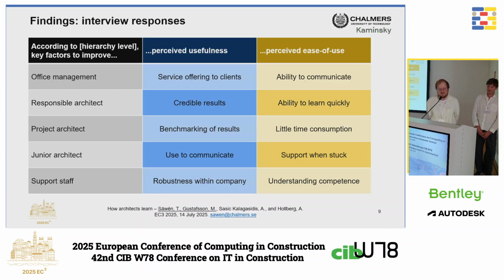The junior architect talked about being able to use the tool to communicate within the project and using the tool directly in discussions with colleagues. But they felt they needed support when stuck, so an important ease of use factor is the ability for someone to help out using the tool. And finally, the support staff, who are not architects at all, but support the operations, wanted to see a robustness within the company so that several users are available and not only one person has the knowledge to use the tool. And that means that they need to understand the competence that is available so that they can guide, when people ask questions, to the right personnel in the organization.